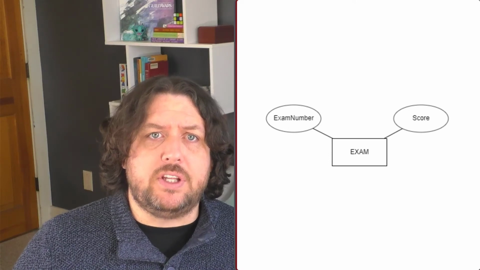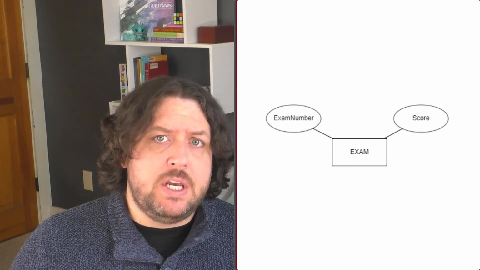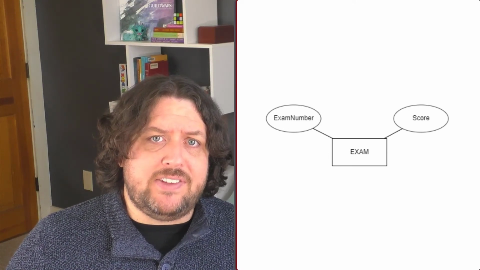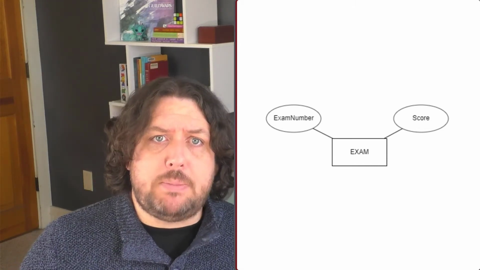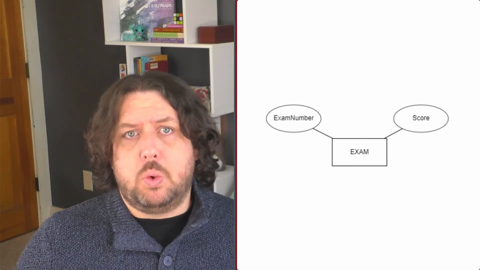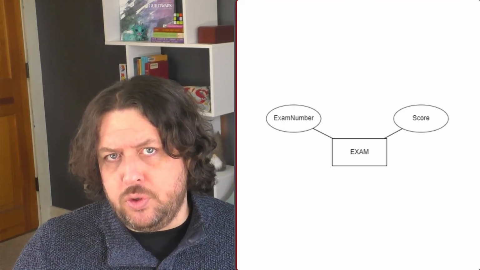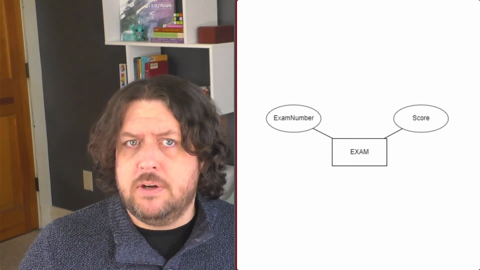In this case, I'm going to group them all together as exams, but then have an attribute specify exactly which exam this is. So let's call this exam number. I'm also going to specify a score. What I'm not going to specify is the student who took the exam and earned that score. For that, we're going to use relationships. So let's look at that now.